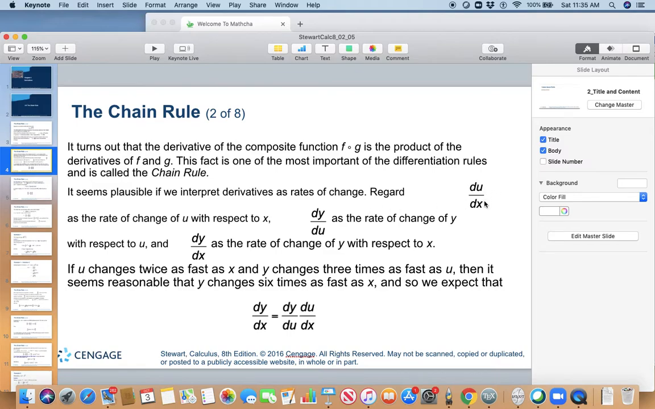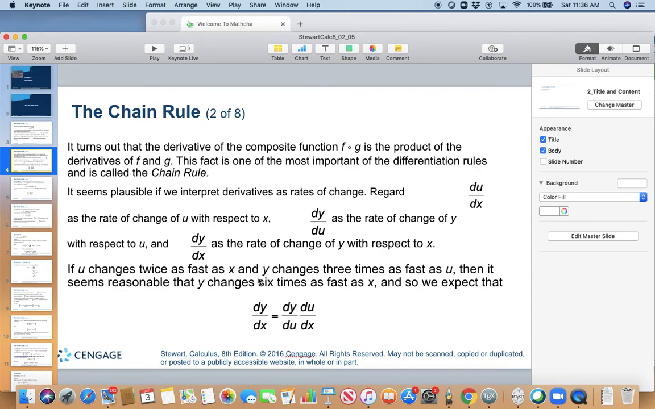du/dx means the rate of change of u with respect to x. So that entire phrase is written du/dx. It's not d and d cancelling, u over x. No. This is a short form of the phrase, the rate of change of u with respect to x. Likewise, dy/du is the rate of change of y with respect to u. Likewise, dy/dx, the rate of change of y with respect to x.